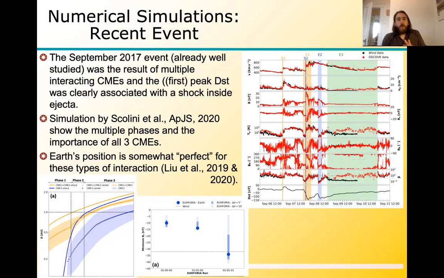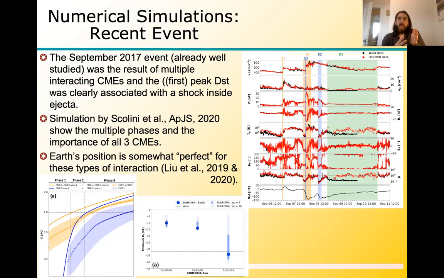recent simulation. There's a paper by Scolini just a few months ago in ApJ Supplement, again talking about the same three phases we described before, but here also talking about the importance of Earth's position for this exact interaction to occur at the time. And so actually similar to what Yinglu has been talking about for a while, which is this idea of a perfect storm.